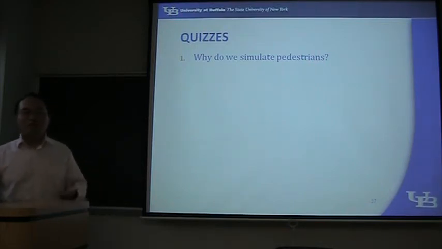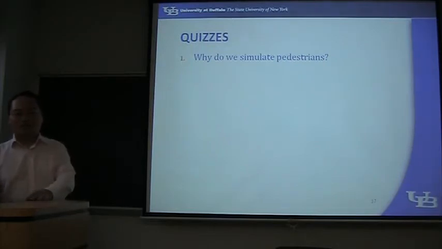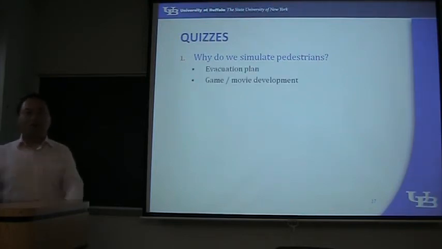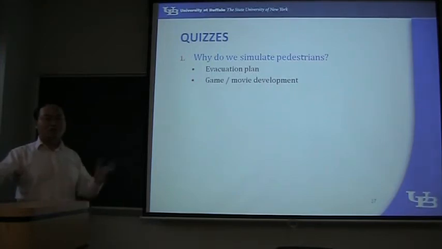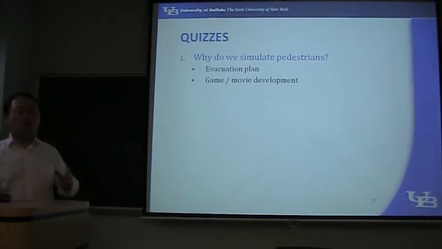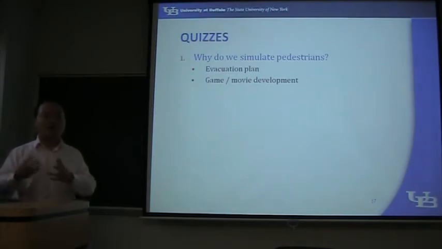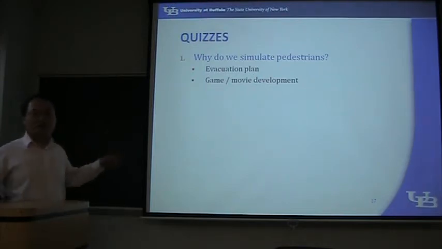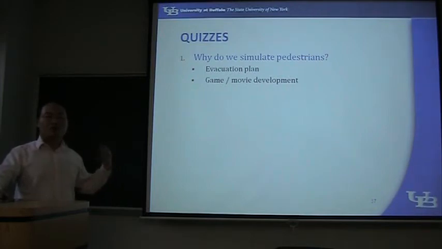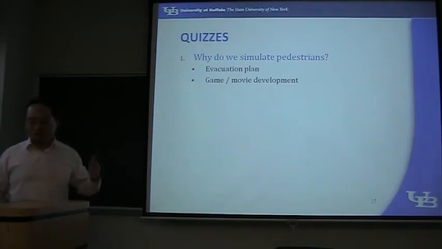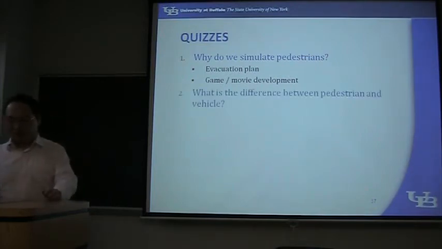Good. Does anyone have any other answers? There will be a third answer, which is not related to traffic engineering, but is for game or movie development. In those cases, you want to develop more realistic movement of these pedestrians or units or agents. So these are the good reasons that we want to simulate pedestrians. Very good. Now, second question.